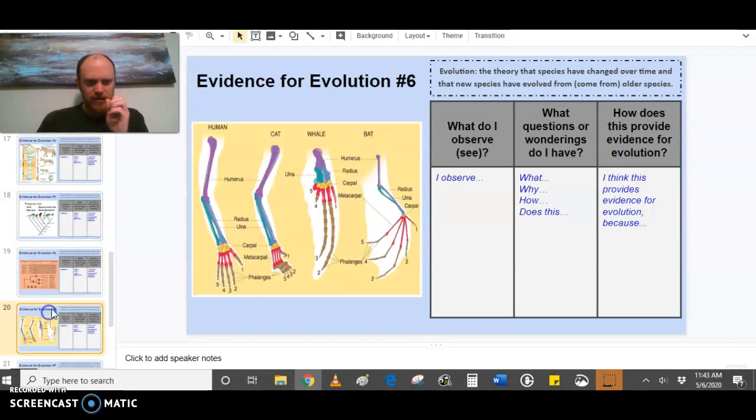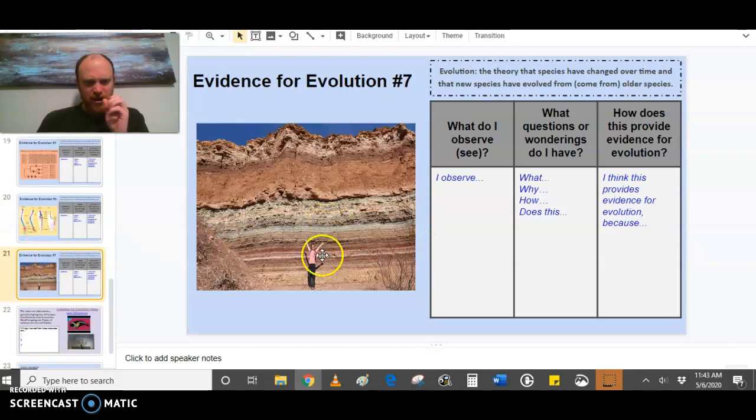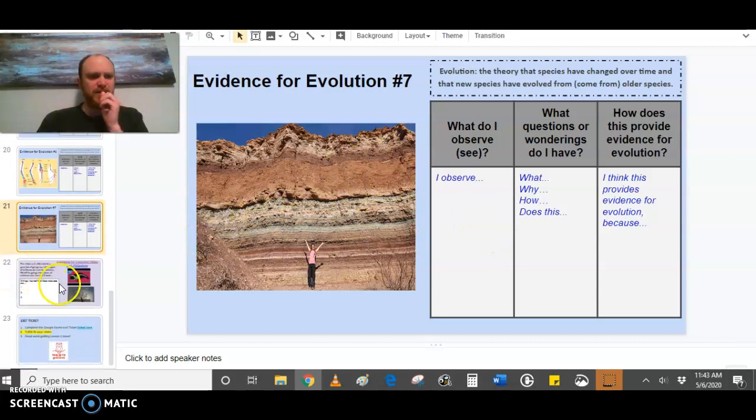Interesting. Okay. Ooh, this is a human, a cat, a whale, and a bat. These look like an arm of each of them, and they're color coded. I might want to look carefully at that. This is a person standing in front of some rocks. There's a bunch of layers in these rocks. Okay, interesting. So for each of these, I want you to take a couple minutes, write what you observe. Any questions? You don't have to fill out all of them. Come up with 2 or 3 questions. And can you guess how this might be related to evidence for evolution?